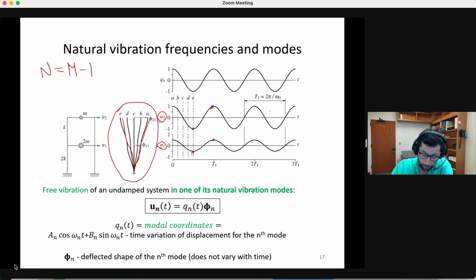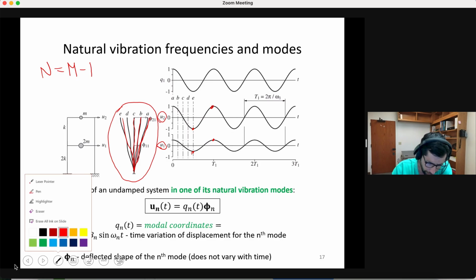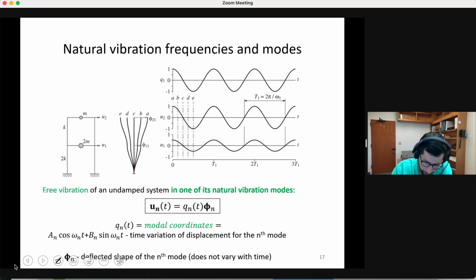Now, we said before that a mode shape is only the shape of the motion. The shape is the same, but the amplitude can change. The motion is always proportional to the mode shape, but the amplitude of the motion can change, okay? So what I can do is the following. Imagine that I know how to find these mode shapes. We will learn how to find them later on. Imagine that I know how to find them.